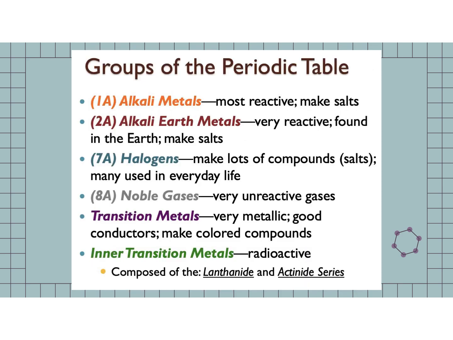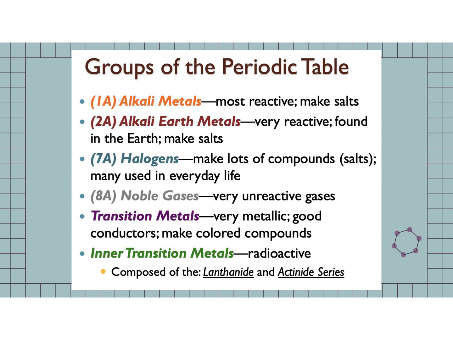One thing you can find with the groups on the periodic table is some common trends. And actually the reason for these trends is because of the similar number of valence electrons. So for example, 1A, all the way over to the left, the alkali metals are very, very reactive. They're the most reactive elements on the periodic table. And they tend to form compounds that we call salts. 2A, the second one over, is the alkaline earth metals. They are also very reactive, although 1A is a little bit more. We call them alkaline earth metals because they're found in the earth. You dig them up out of the ground, and they also make salts.